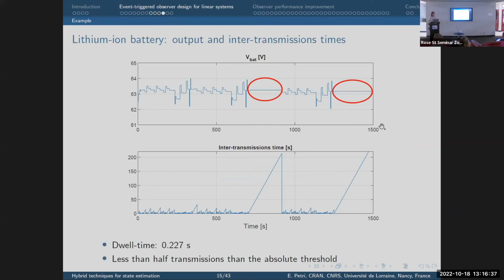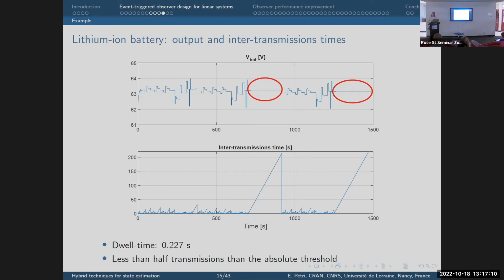Then we also evaluate the time between any two transmissions over the network. And for this example, we obtain a dwell time of 0.227 seconds, which means that the time between any two transmissions over the network is always greater than or equal to this time here. Moreover, from the plot, we see that when the output remains in a small neighborhood of a constant, like happened in this time interval and in this time interval, the time between any two transmissions grows, which means that no transmissions are triggered for this whole interval.